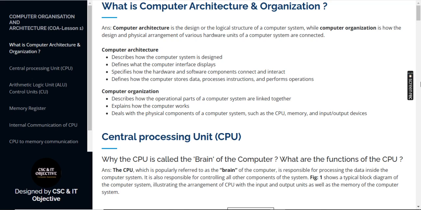Now, computer organization. It describes how the operational parts of a computer system are linked together. Computer organization explains how the computer works. It deals with the physical components of a computer system such as CPU, memory, and input-output devices.